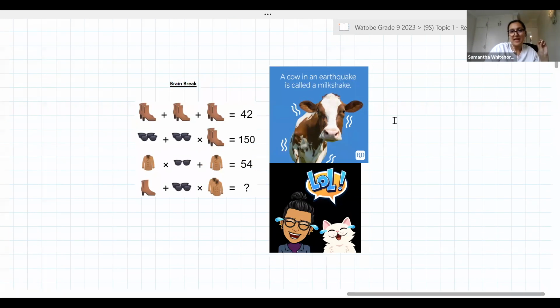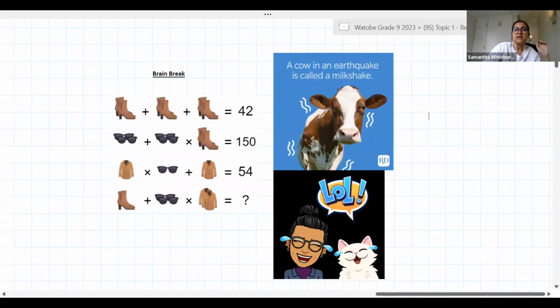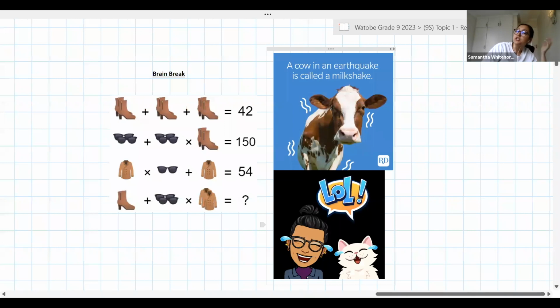I don't know how many of you have seen these emoji puzzles before, but essentially it's solving an equation. So it links in with what we are currently doing in question 3. We're solving an equation.